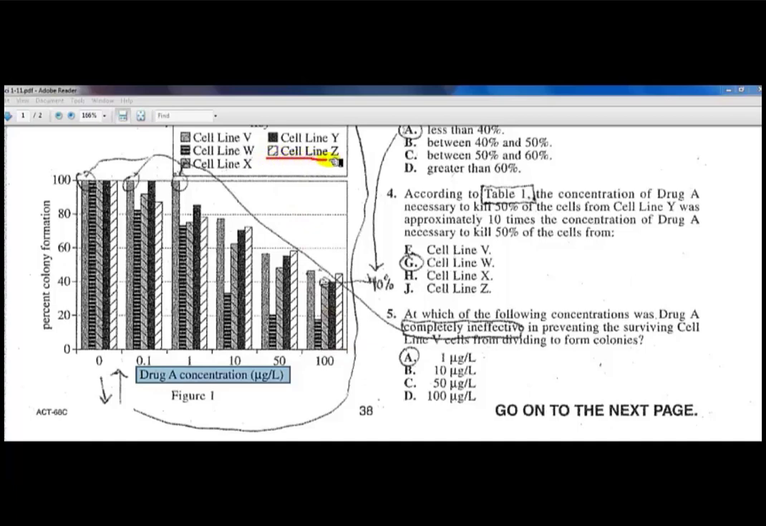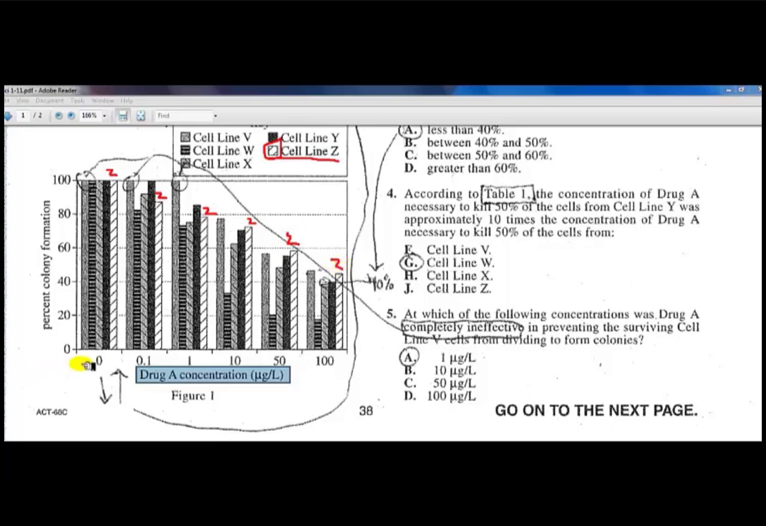Cell Z is here. It's this region of the bar graph. When you come over here, you see here is cell Z right here. Here is Z. Here is Z. And so forth, all the way down.